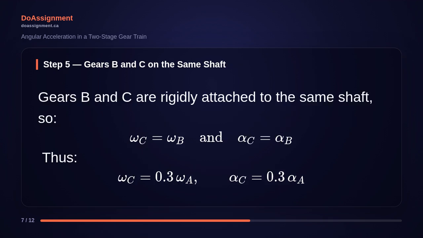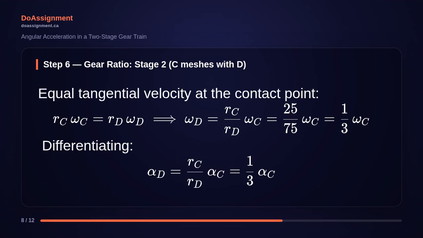Gears B and C share the same shaft, so they have identical angular velocity and angular acceleration. Therefore, omega C equals omega B, and alpha C equals alpha B. Applying the same contact velocity condition between gears C and D, omega D equals RC over RD times omega C, which is 25 over 75, or 1/3 of omega C. Differentiating gives alpha D equals 1/3 of alpha C.